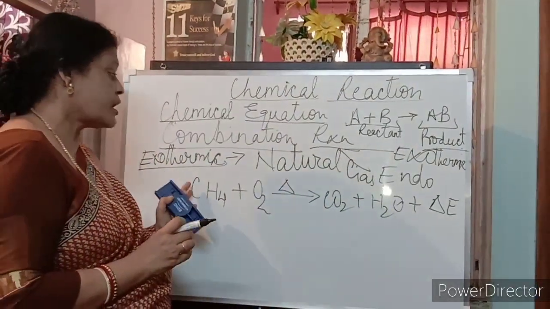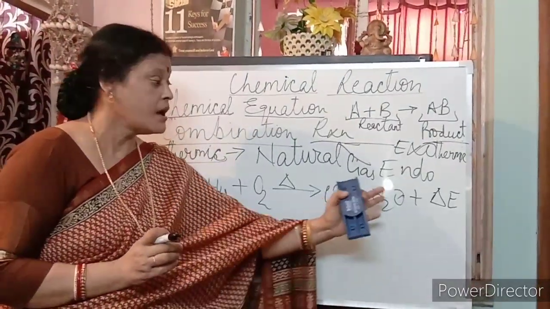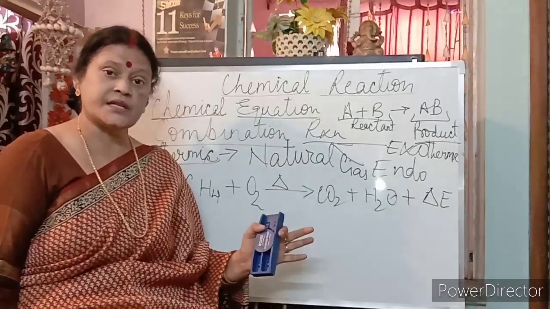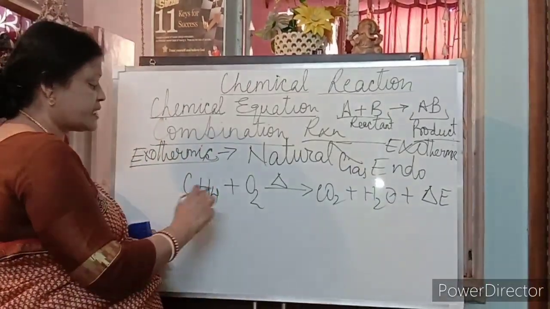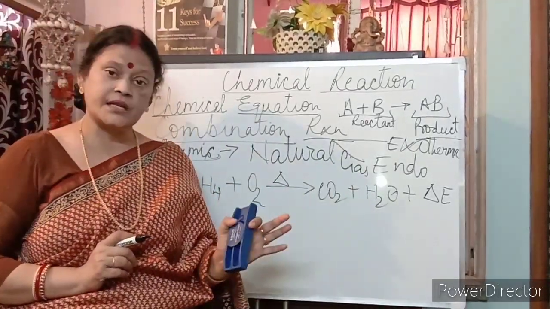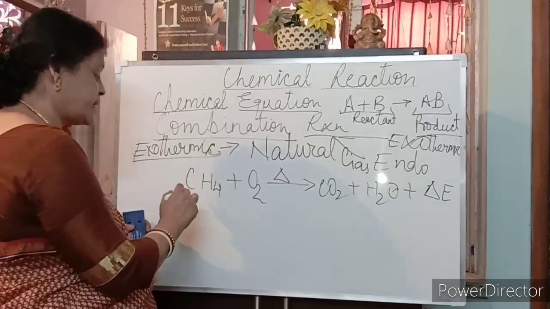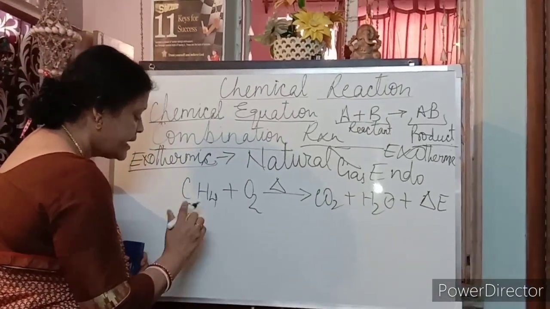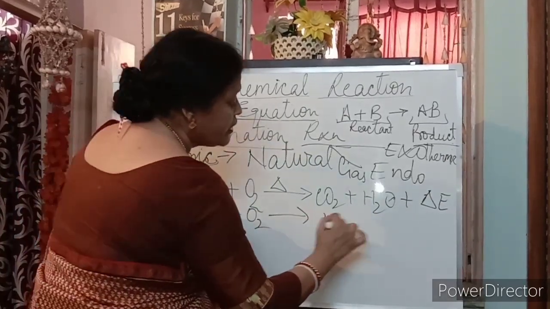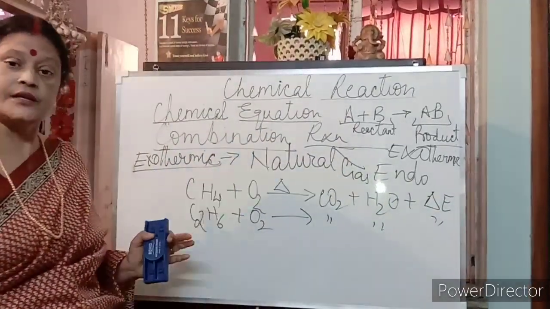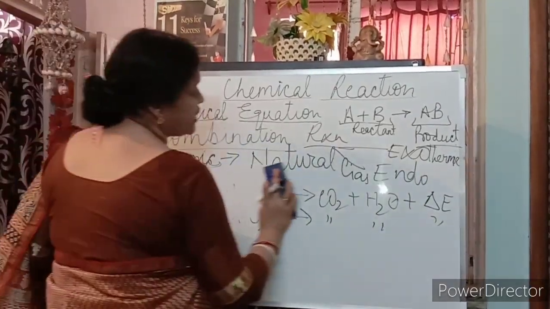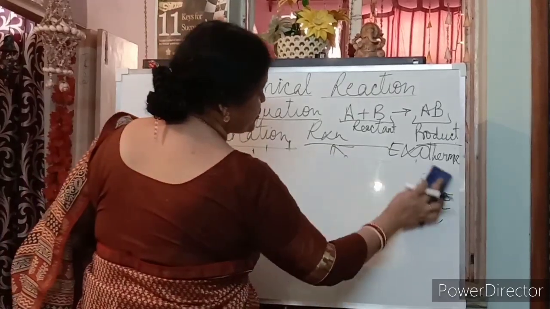Now, why is this reaction called exothermic? Because heat energy is released. So when methane reacts with oxygen, it forms CO2 plus water plus heat energy. For any other hydrocarbon, suppose for example C2H6 plus O2, the same products will form. Clear, students? So this is called combustion reaction. The first example of combustion reaction is burning of natural gas.